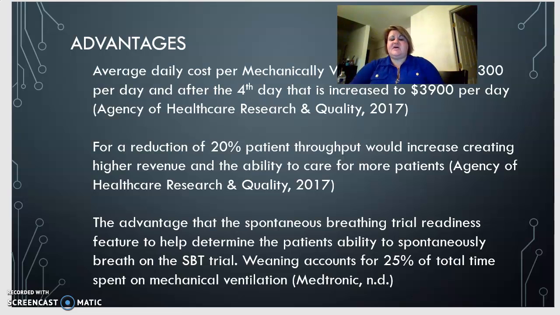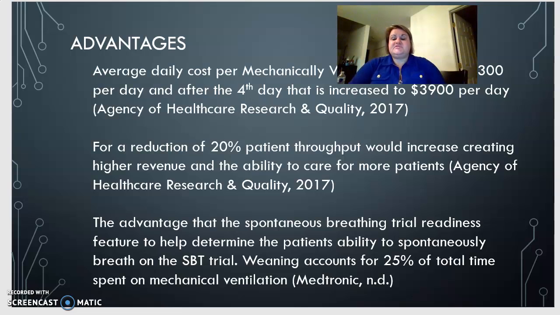Advantages. The average cost of a patient that's currently ventilated is $2,300 per day. After that 4th day, it increases to $3,900 per day. So reduction in cost is a big reason to implement a program that will help deal with spontaneous breathing trials and weaning protocols.